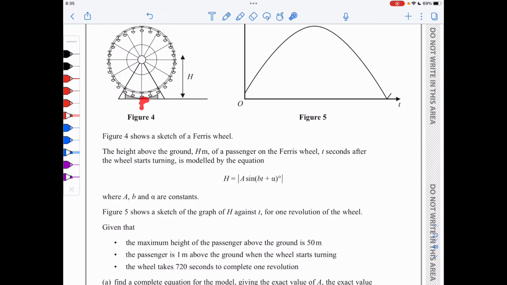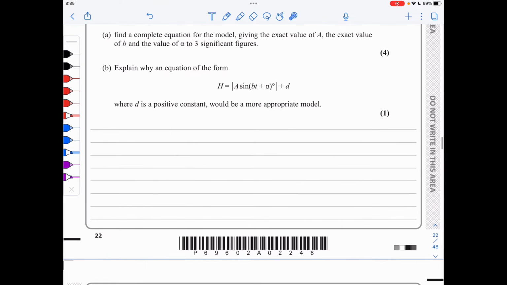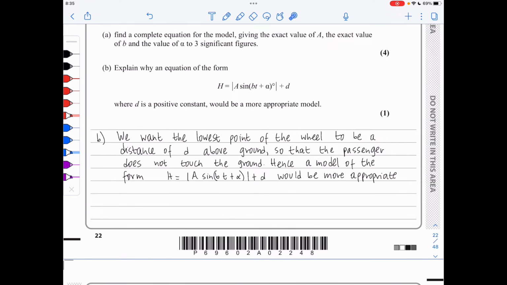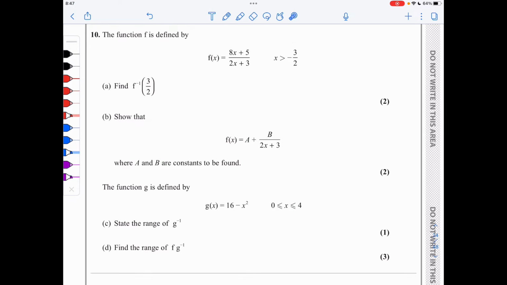We usually mount a wheel from a platform which is a certain distance above ground, and therefore we want the lowest point of the wheel to be above ground and not touching the ground. And therefore we can conclude that since we want the lowest point of the wheel to be a distance of d above ground so that the passenger does not touch the ground, this makes a model of this form more appropriate. In turn, we've got the function f here, and we need to find f inverse of 3 over 2.